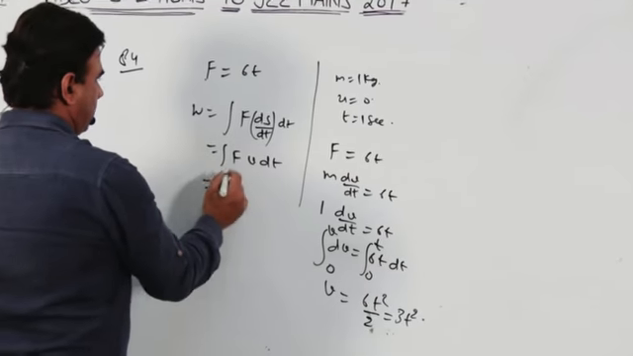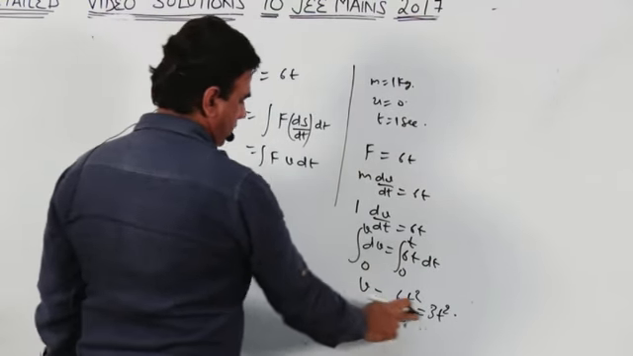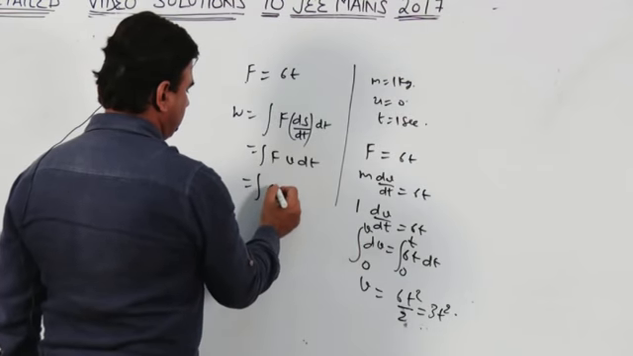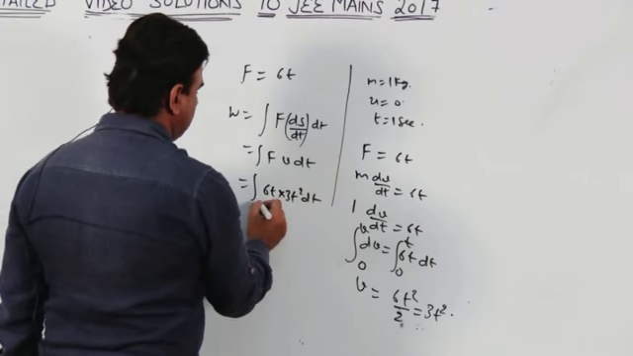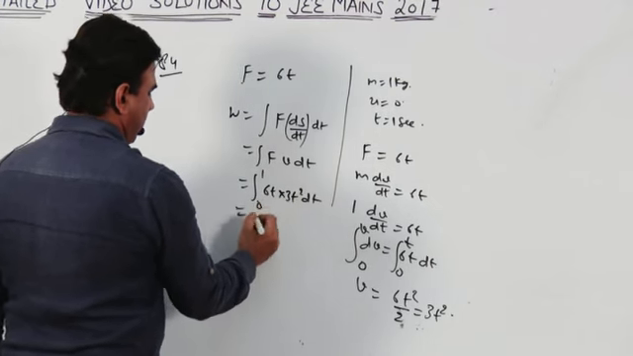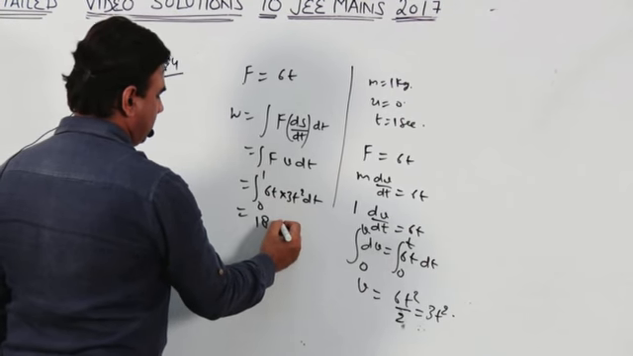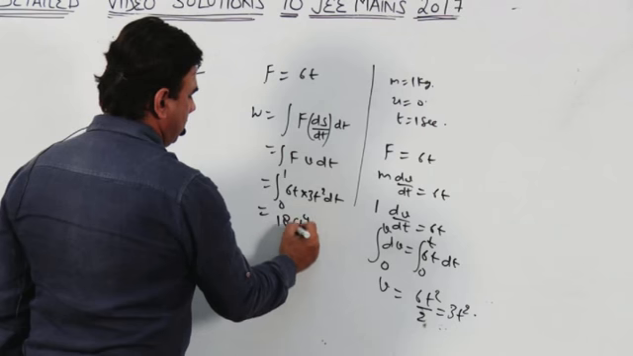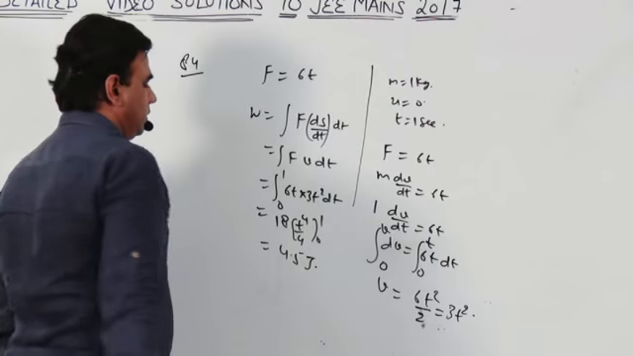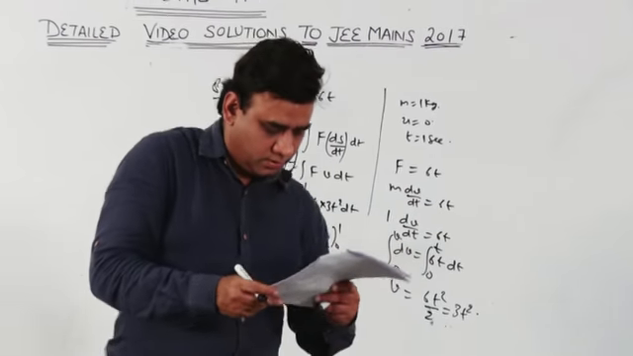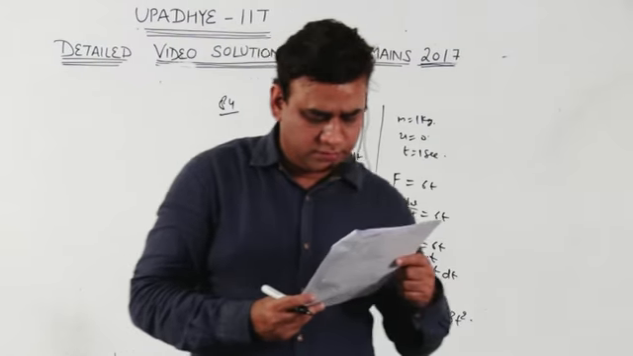Now we have got F and v in terms of t. So now put it here: 60t into 3t square dt, with limits 0 to 1. So this will become 180 and t cube, so it becomes t to the power 4 by 4. By putting limits 0 to 1, we can get 45 joule. So this way we can find the solution of this question.